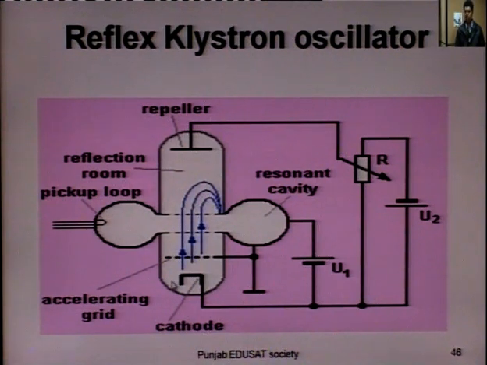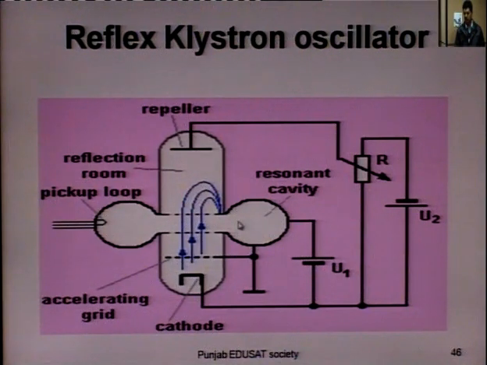Now this is the cathode. When current flows through the filament, it will emit electrons. And here is a repeller. The repeller is maintained at a negative potential, and this resonant cavity is maintained at a positive potential. As the electrons are emitted from the cathode, they are accelerated by the positive potential of the resonant cavity. So as the electrons enter into this region with a high velocity, what happens?